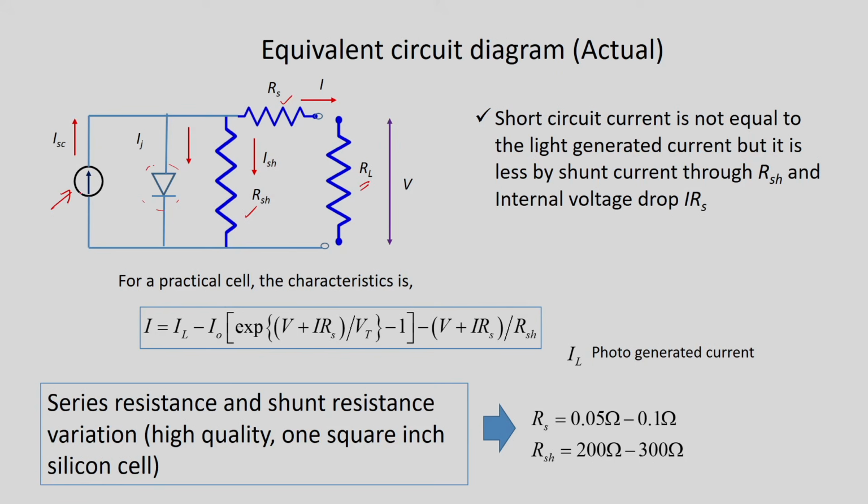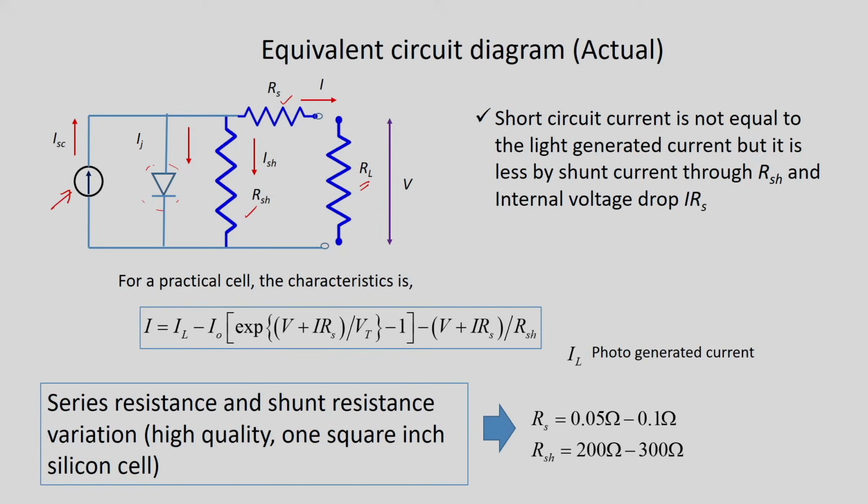So, the current source supplies current which is equal to ISC, and Ij is the amount of current which flows through this PN junction, and ISH is the amount of current which flows through this shunt resistance, and I is flowing through this RS. RS is the series resistance. So, this is an actual equivalent circuit diagram.